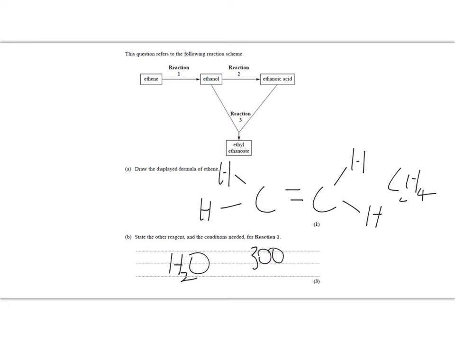repeat from an earlier question, but you need 300 degrees C, 70 atmospheres, and a catalyst of phosphoric acid, which has the formula H3PO4, and that should be a 4. Okay, over the page.